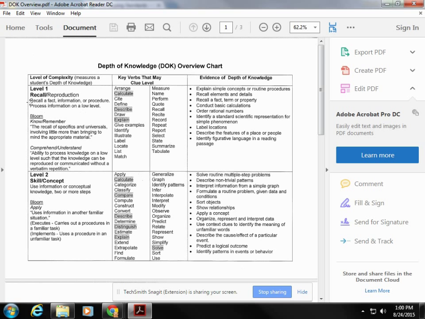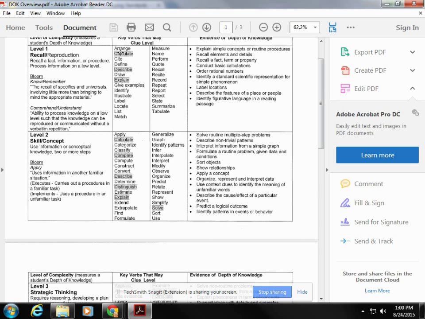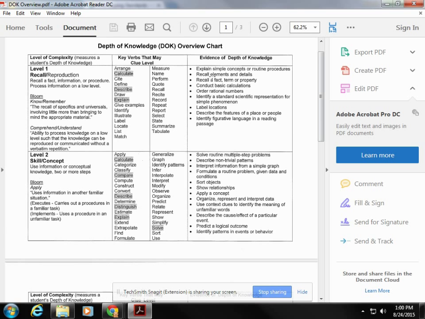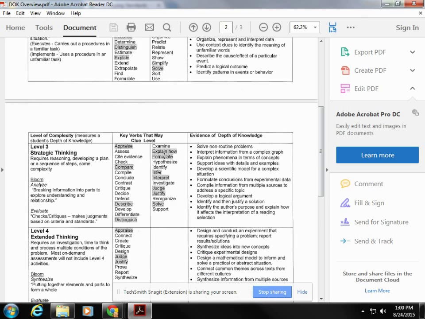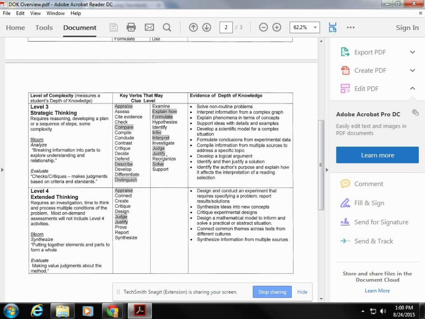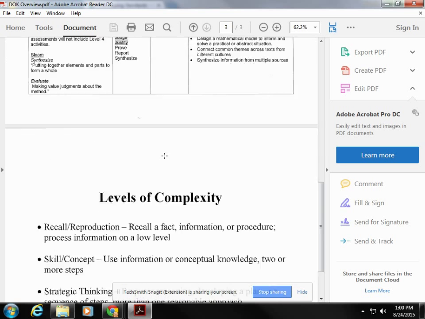Okay? So you can see level 1, level 2. Again, you see calculate at level 1, but calculate can also be at level 2. The difference is, look at level 1, explaining simple concepts, and level 2 is solving routine multiple step problems. So again, it's what you're asking them to do following the verb, not the verb itself. That's the biggest difference between depth of knowledge and Bloom's. And then the second page will go on and show you some samples for level 3 and level 4.